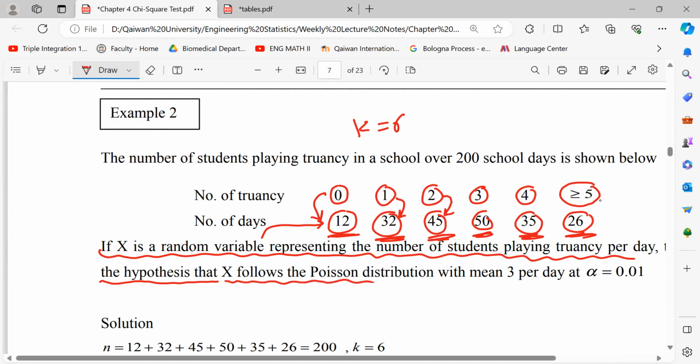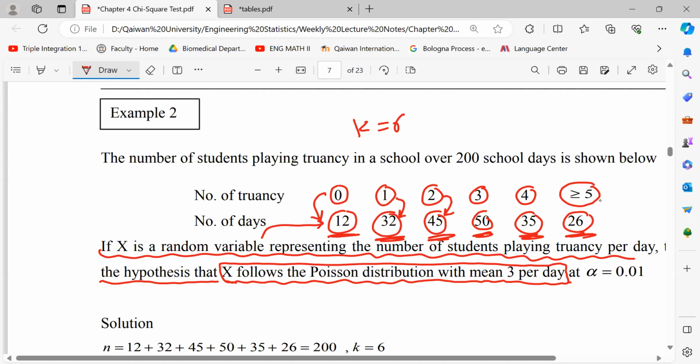X follows the Poisson distribution with mean 3 per day. This is the hypothesis which is given in the context, so we name it H0. What's H1 here? H1 says that X doesn't follow the Poisson distribution with mean 3. That's the H1 hypothesis.